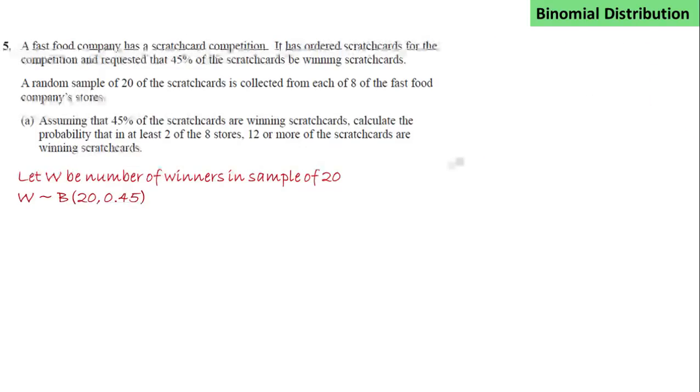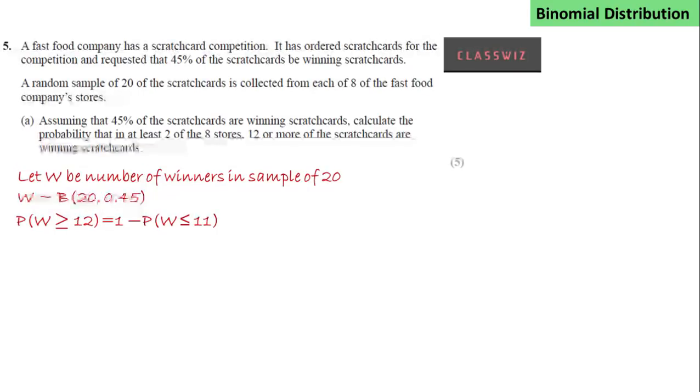So let's present our solution clearly. Let W be the number of winners in a sample of 20. So W twiddles B(20, 0.45). So we can calculate the probability that there's 12 or more winners in these. That's going to be 1 minus the probability that W is less than or equal to 11. So we can calculate that on ClassWiz.